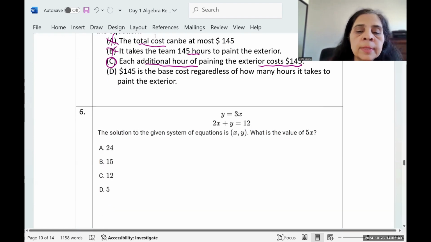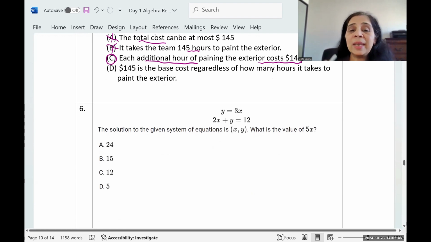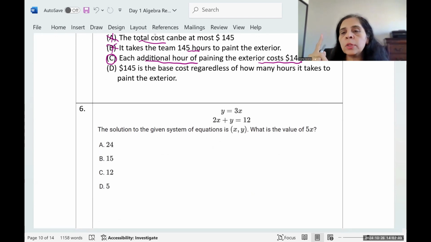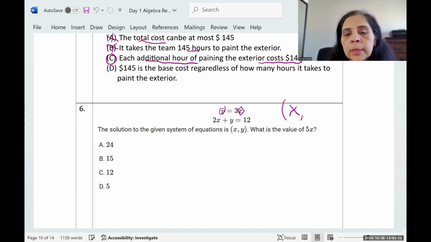All right, number 6. Now we have system, linear system, right? What does system mean? If we have more than one equation, that is system. We have 2 variables, 2 equations, so that is system. Solution means we have to find x and y value, right? And we give answer x always first and then y.